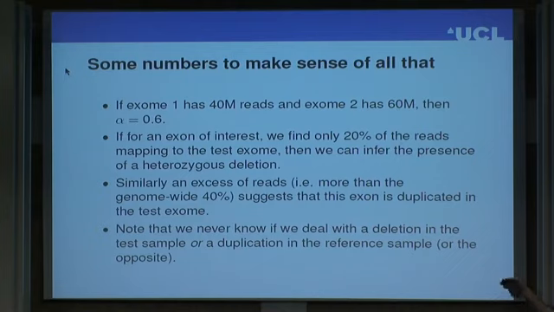So from a graphical point of view, just those are some numbers again. 40 million reads, 60 million reads, alpha would be 60% if what you care about is exome 2. And if you only find 20% of the reads mapping to the test exome instead of 60, well, you think, well, there is something going on here. Maybe you can infer the presence of a deletion. We have too few reads compared to our expectation.